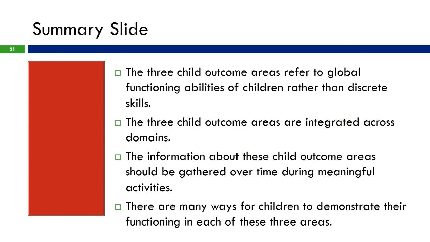We have reached the end of Module 2. In summary, participants should have gained information on the following points. The 3 outcome areas refer to global functioning abilities of children rather than discrete skills. The 3 outcome areas are integrated across domains. The information about these outcome areas should be gathered over time during meaningful activities. There are many ways for children to demonstrate their functioning in each of these 3 areas.